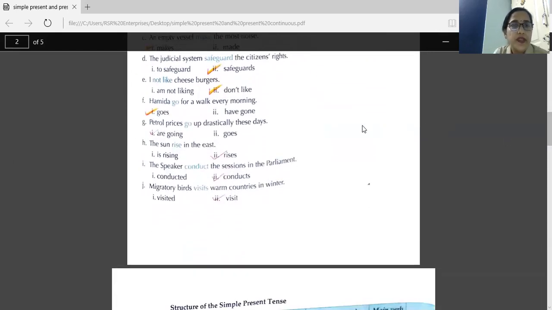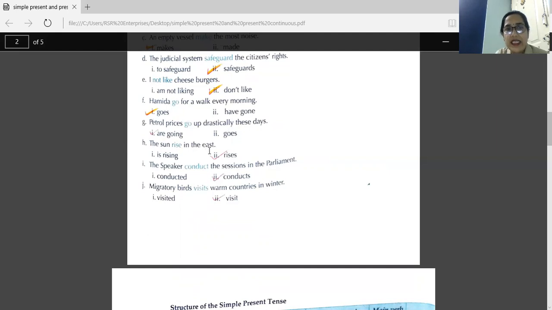Now, next one. I not like cheeseburgers. So this is wrong. Correct is I don't like cheeseburgers. So it's related with likes and dislikes. Hamida go for a walk every morning. Hamida is singular subject, so go is wrong. You have to use goes. And this is habitual action. Petrol prices go up drastically these days. So in place of go, you have to write are going.